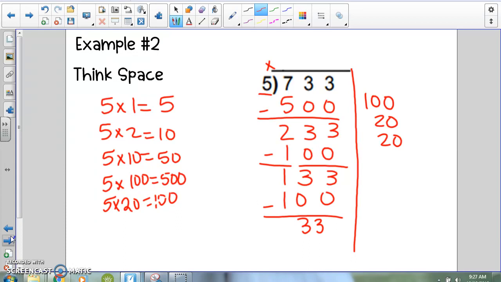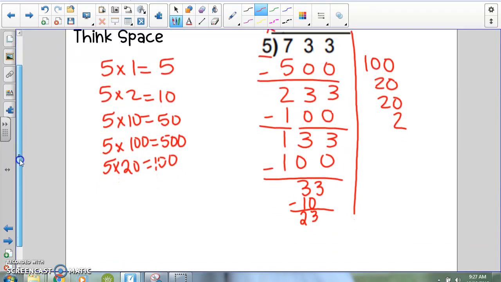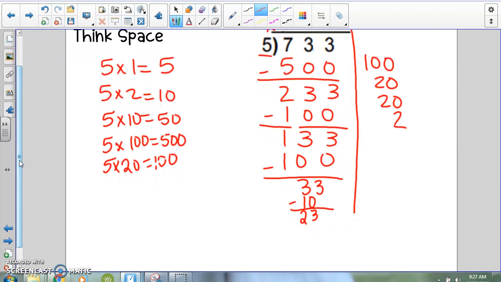The next biggest multiple that we have is 5 times 2, which is 10. We subtract and get 23. We could use another 5 times 2, which is 10, to get 13. And we could also use another 5 times 2, which is 10, and we're left over with 3. Now, 3 is smaller than 5, and we don't have any other multiple that we could use, so we're going to add all of these numbers up.